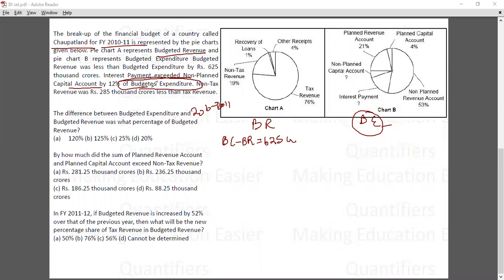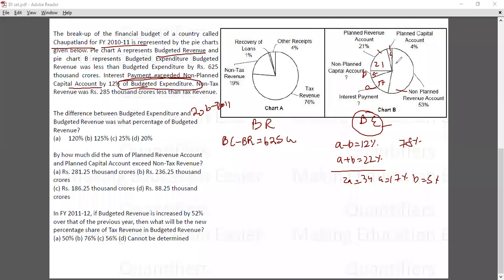So I am given that the difference between interest payment exceeded the non-planned payment account by 12%. यानी कि if this was A, this was B, so A minus B is 12%. I know that the other three commodities, they account for 53 plus 4, 57 plus 21, 78%. So can I say the leftover A plus B is nothing but 22%? So adding both, I get 2A is equal to 34, A is equal to 17%, and B is equal to 5%. So this is 17 and this is 5%, 21, 4 and 53 as given.